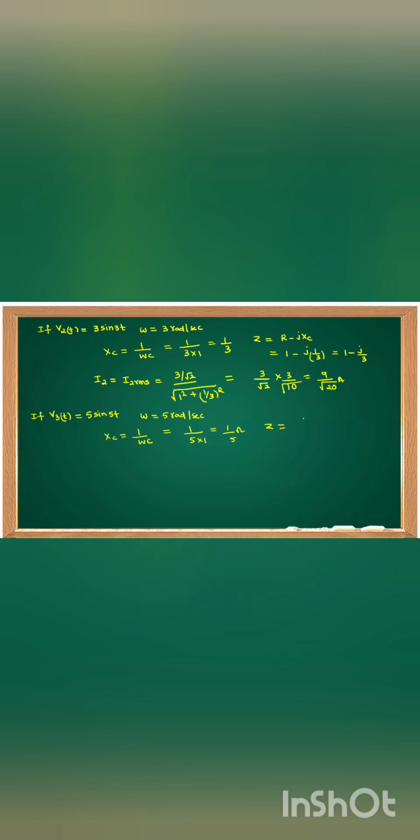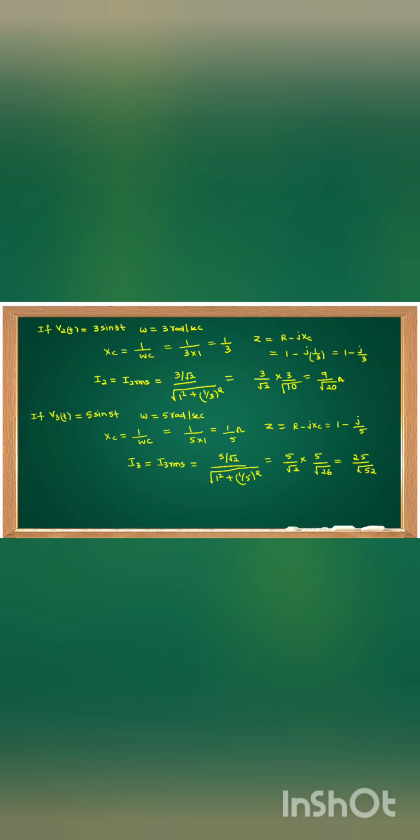What is Z equal to? R minus jX, 1 minus j by 5. Then what is I3 equal to? This is I3 RMS. I am calculating RMS current. 5 by root 2 divided by the square root of 1 square plus 1 by 5 whole square. That is 5 by root 2 into 5 by root 26, that is 25 by root 52.